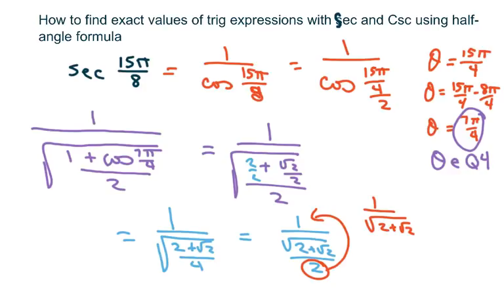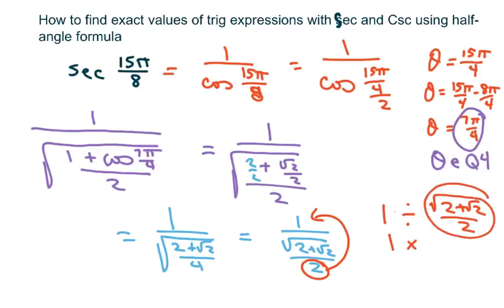Let me just rewrite this again. This is like saying 1 divided by square root of 2 plus square root of 2 over 2, which is the same as 1 times, and remember you flip this, 2 over square root of 2 plus square root of 2. So that way I can just bring the 2 up there. Alright, so we have 2 over square root of 2 plus square root of 2.